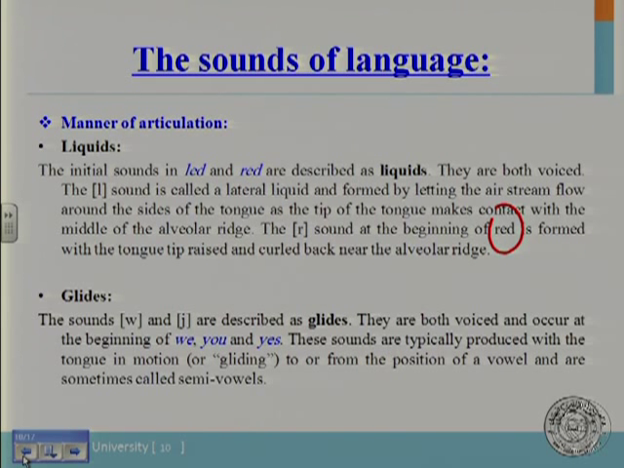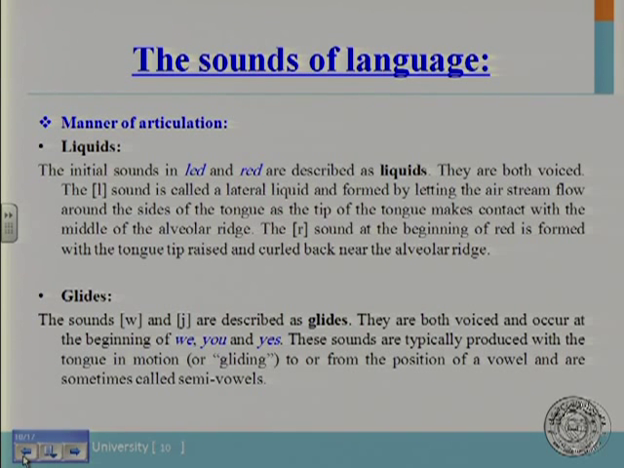tip raised and curled back near the alveolar ridge. So when you pronounce r, you feel that the tongue is curled back exactly near the alveolar ridge. Now what you need here is to practice pronouncing the sound. The last group here is called glides.